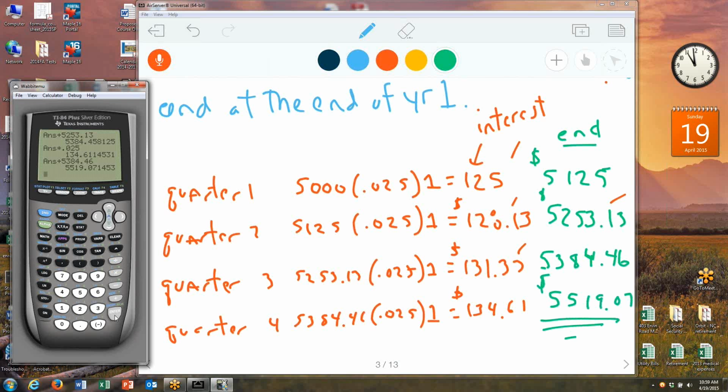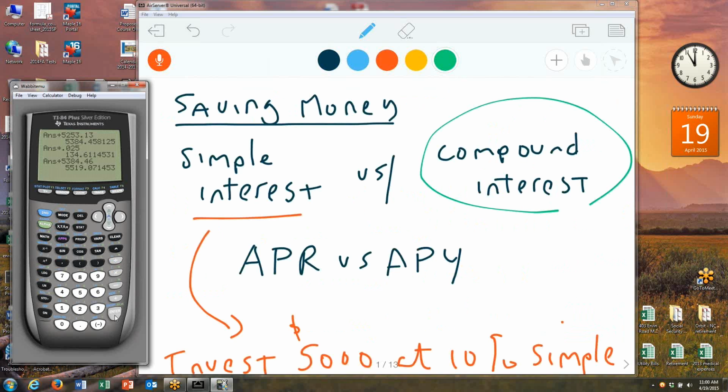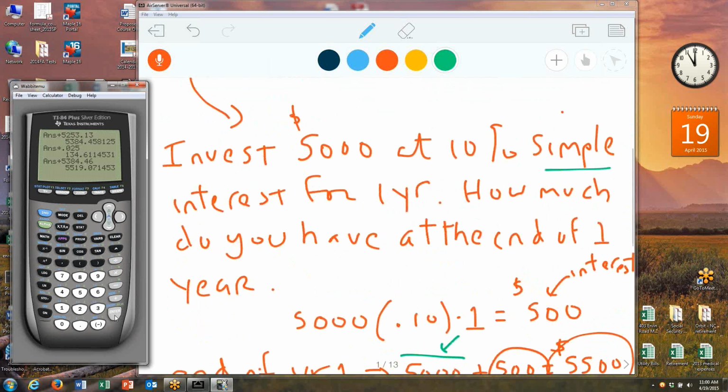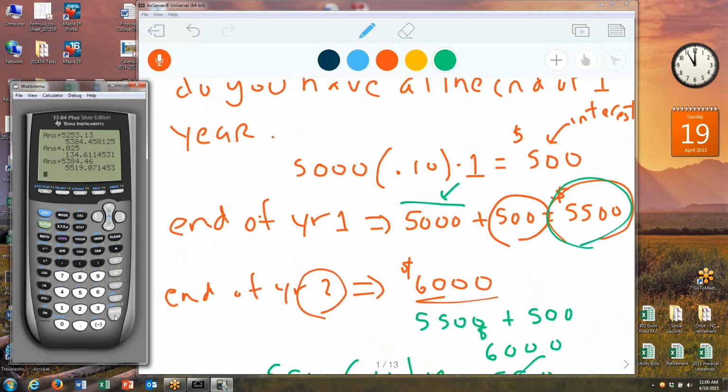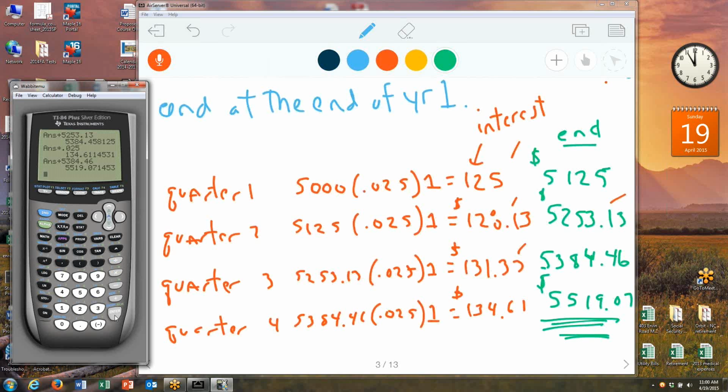So that small change from compounding it quarterly to simple interest, where you only get it one time a year, gave me, so this is what it is for compounding quarterly. If I go over here and do the simple interest and see what we got, 5,500 is what we got. So I actually got, what was it, $19 more in interest? And believe me, that adds up over time.